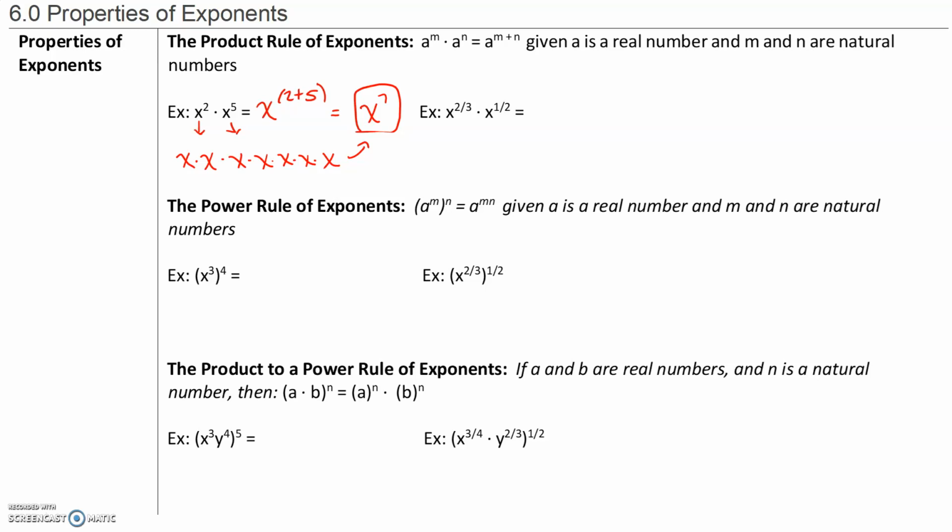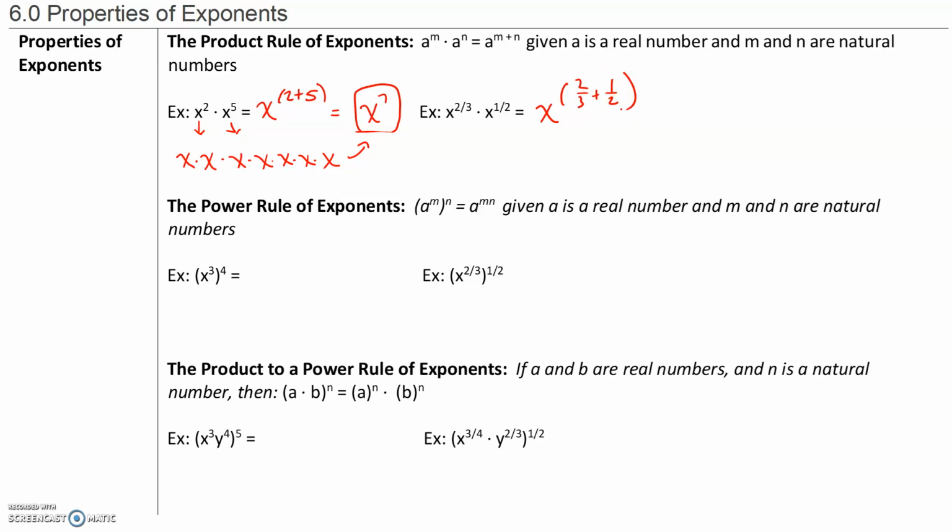Let's take a look at the next example. We got x to the 2/3 times x to the 1/2. Same thing. You always keep the base. The base does not change. Notice that these x's magically didn't become y's or something like that. So you always keep the base and add the powers. So we have 2/3 plus 1/2.